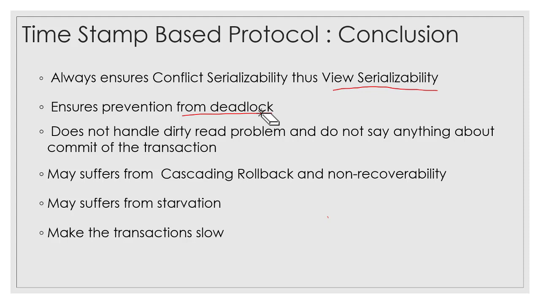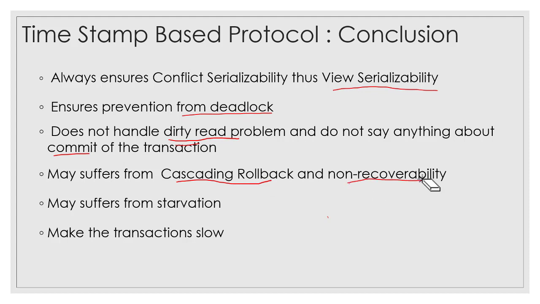But that doesn't mean that the timestamp based protocol is the most powerful one, as it does not handle the dirty read problem, and it says nothing about when to perform the commit operation. This will lead to two different problems. One is that when it is allowing dirty read problems, we can have cascading rollback. Similarly, as it is not saying anything about when to perform the commit of the transaction, it may lead to a non-recoverable schedule.